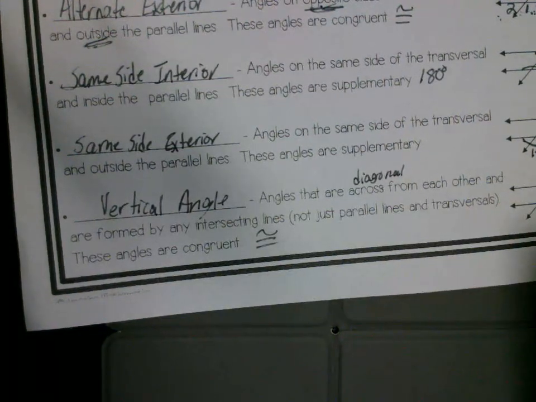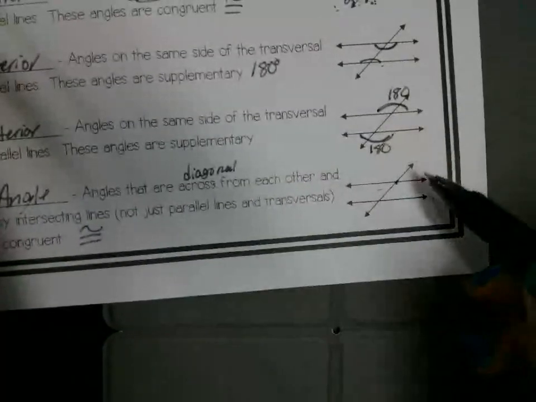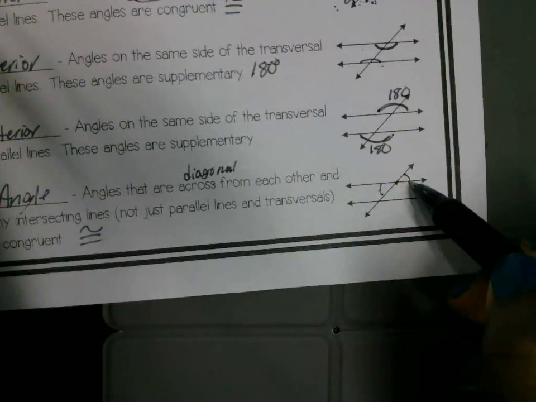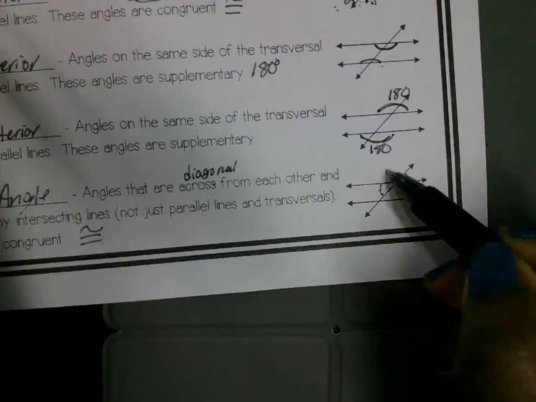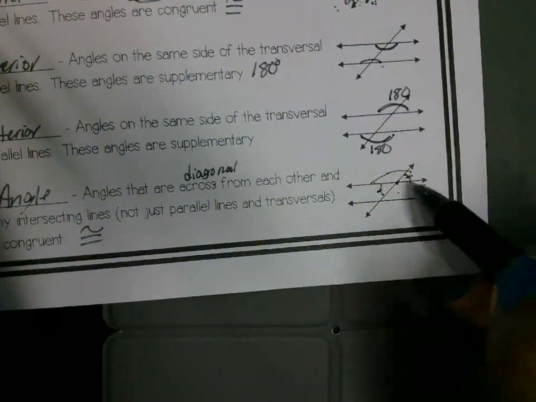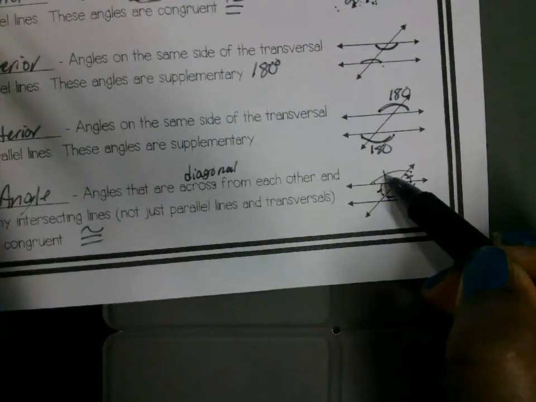These two angles, they're diagonal from each other. Sorry, let me slide in. These two angles are diagonal. This is congruent to this one. These two angles are diagonal from each other. This one and this one. I'm going to put 2 tick marks here.